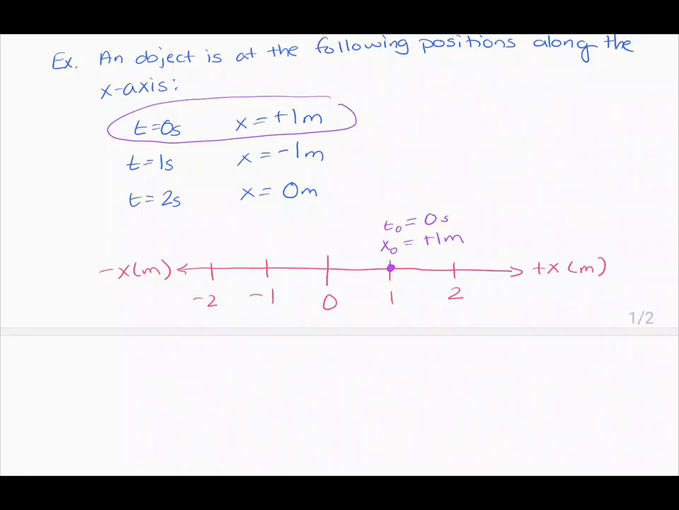And then what happens is at 1 second, I have moved. So I'm no longer in the same spot. So at 1 second, I am over here at -1 meters. So I'm going to call that x1 is equal to -1 meter, and that is at t1 equal to 1 second. So once again, I'm using the subscript 1 to represent that this is like my next instant in time.